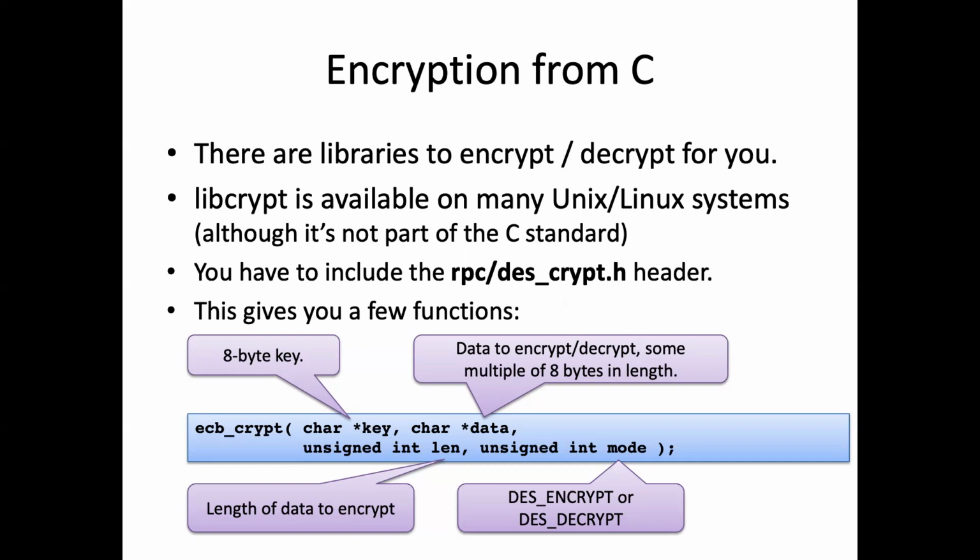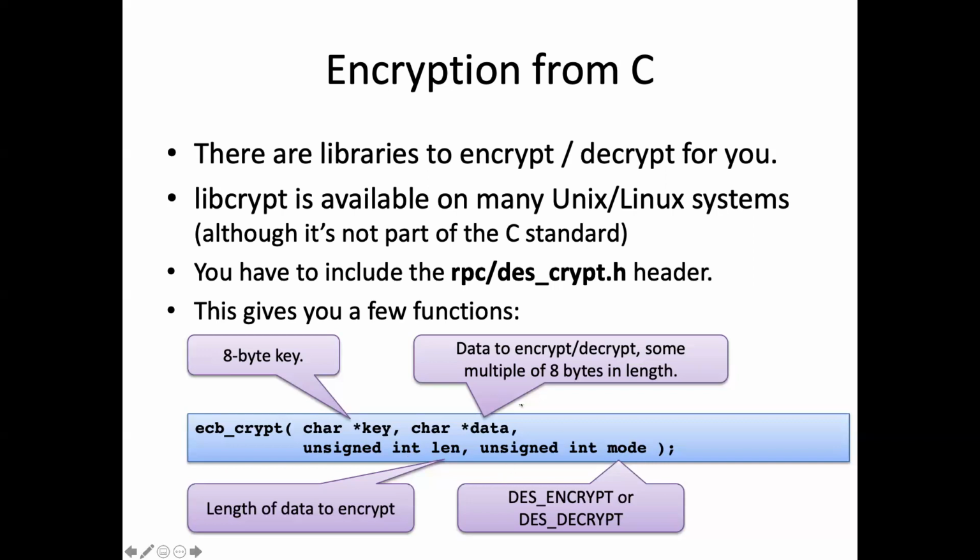Encryption and decryption can be used on any type of data, so they take their input as an array of bytes. They don't even care about whether it's a string or not. For encryption and decryption, think of that as working on any type of data, so any sequence of bytes. ECB crypt is how you can encrypt a block of data using a key, using the DES standard.